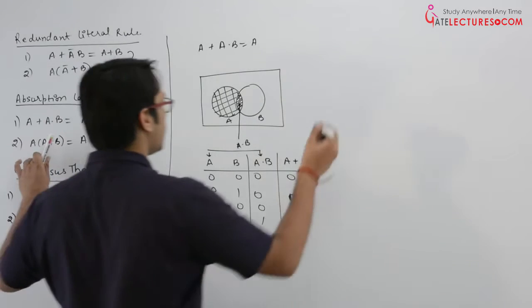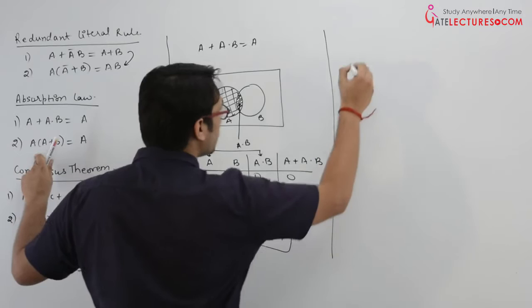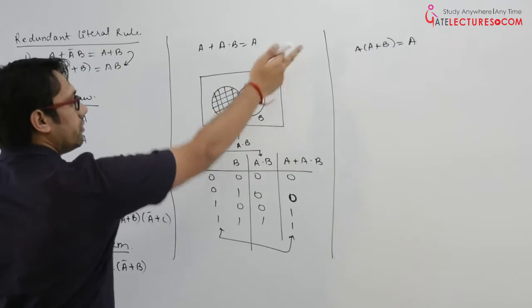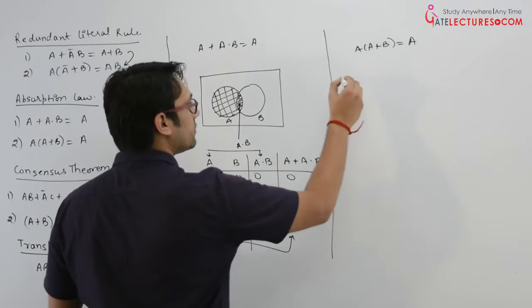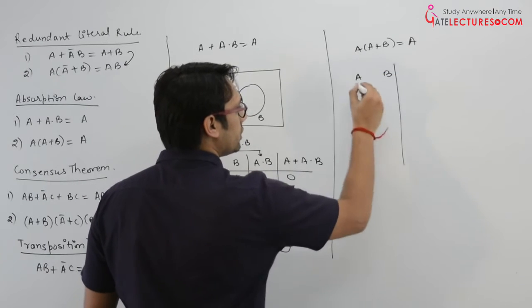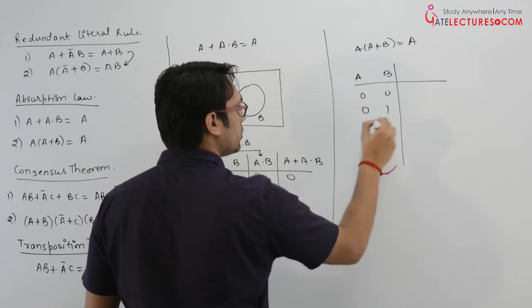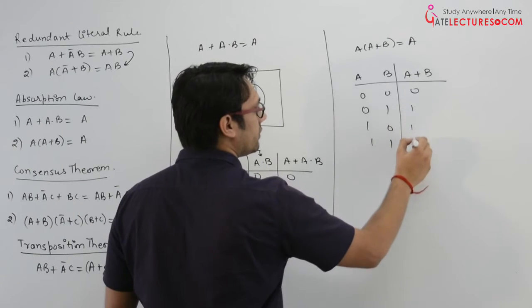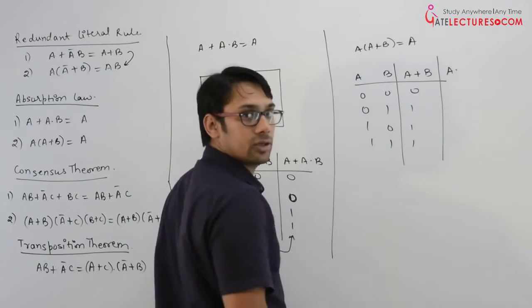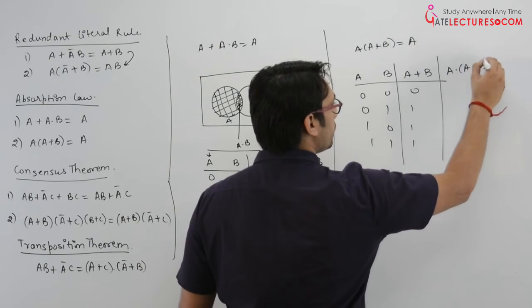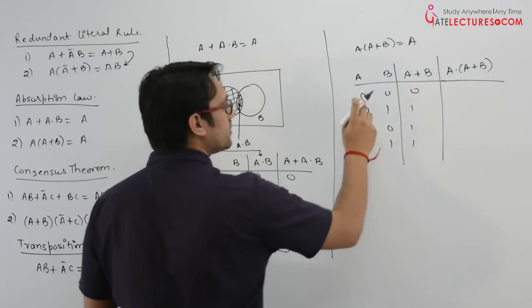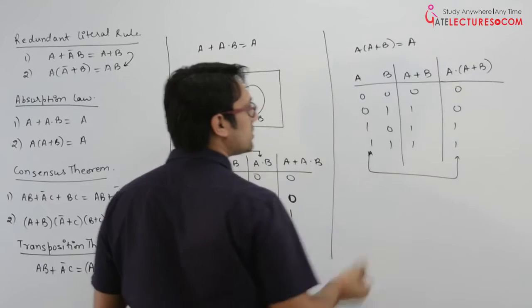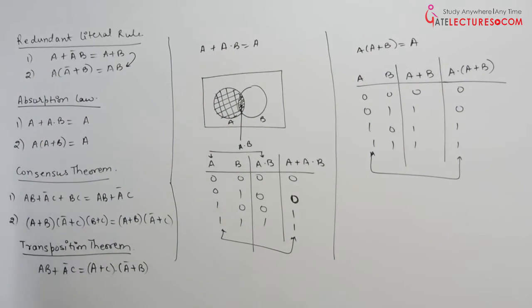The next part of the absorption law is A dot (A plus B), which is equal to A itself. This is just a dual form of this, as you can see. So if this is A and this is B, the combinations can be 0 0, 0 1, 1 0 and 1 1. Then what is A plus B? A plus B can be written as 0 1 1 1, and then what is A dot (A plus B)? It can be written as 0 0 1 1, which is equal to A itself, right? Therefore you can say the absorption law holds in this case also, correct?